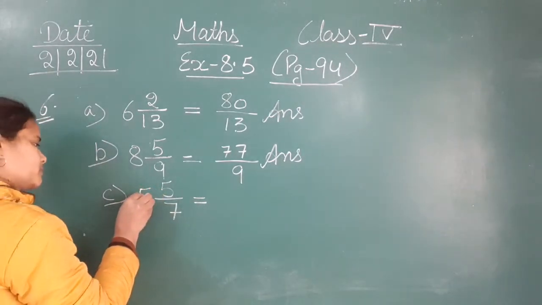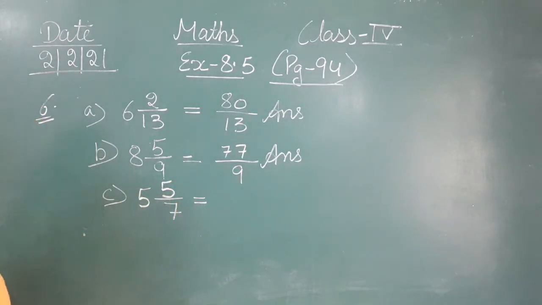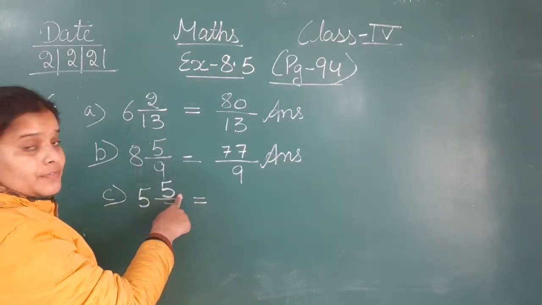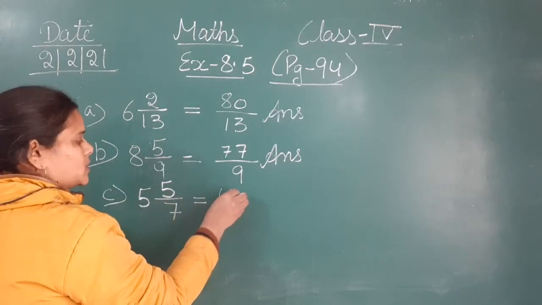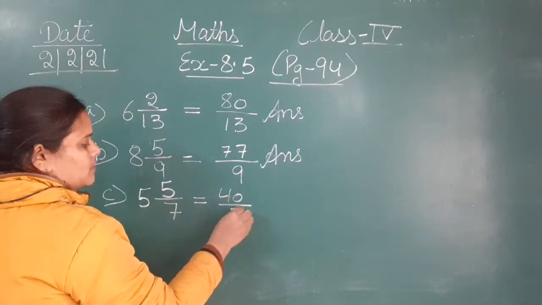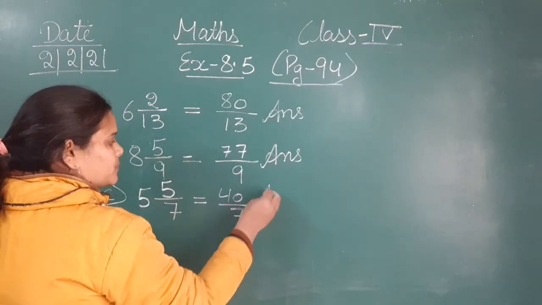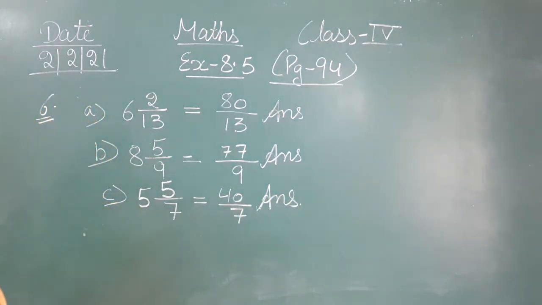Okay, so 7 5s are 35 plus 5, that is 40. Denominator will be 7. So the answer is 40 upon 7.